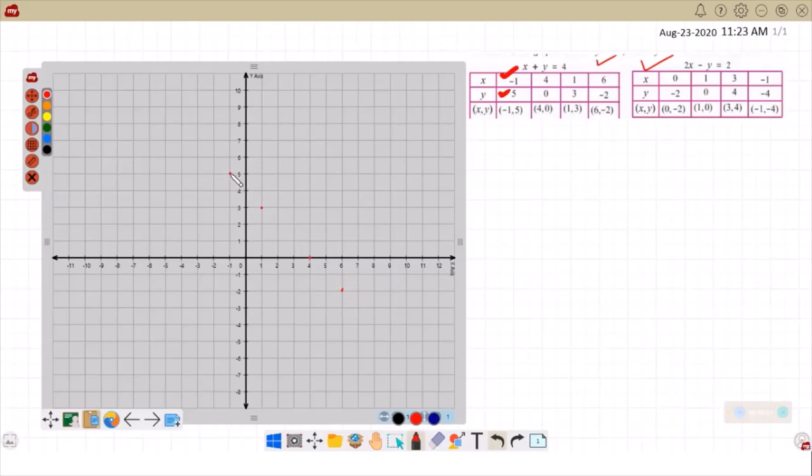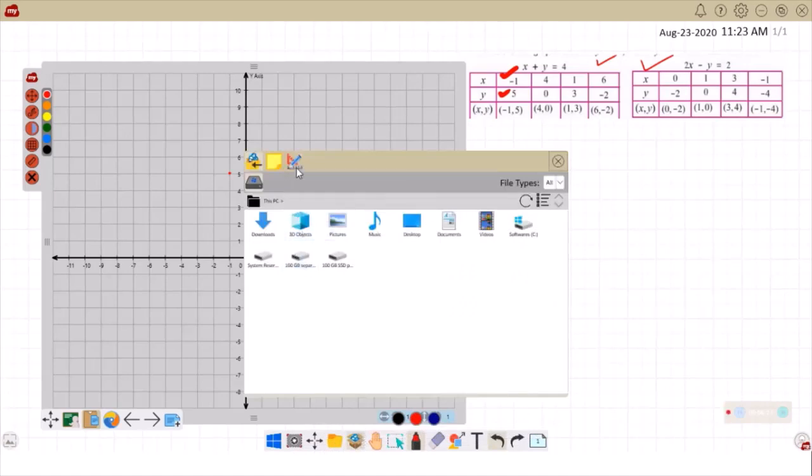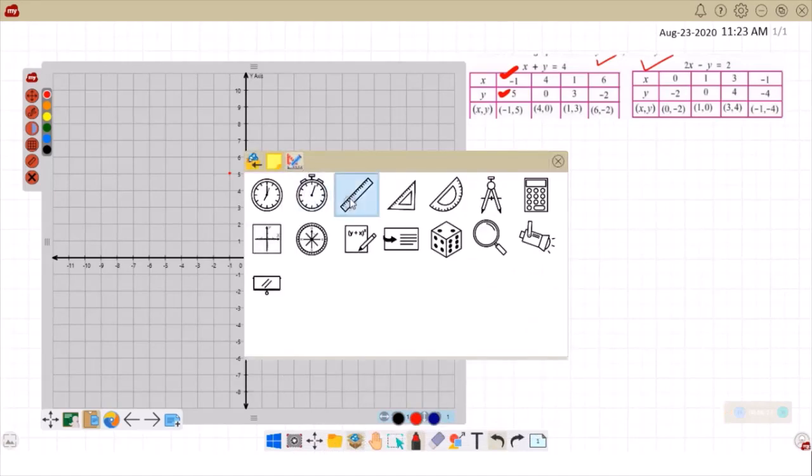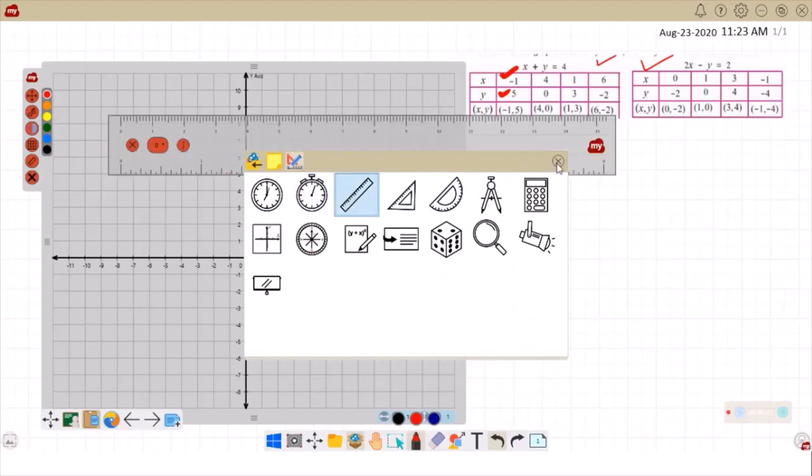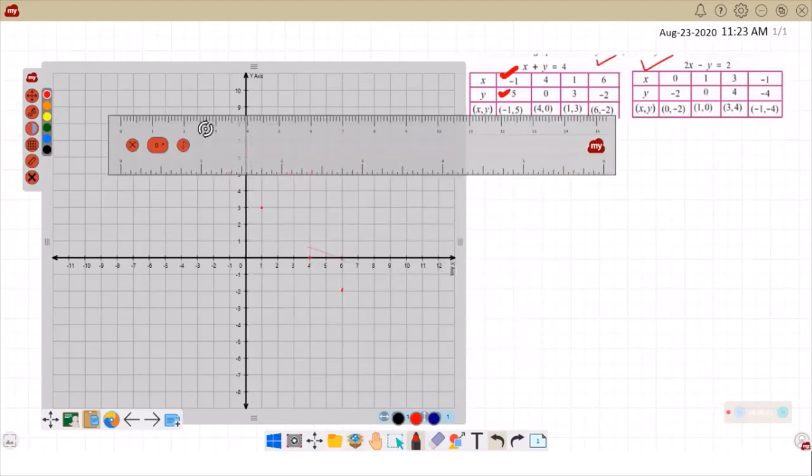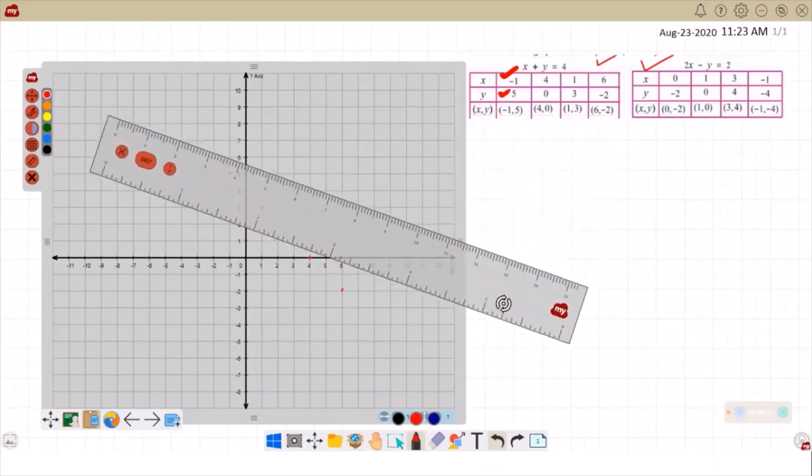It is a linear equation in 2 variables. We know that we will surely be getting a line graph. Then only it is a linear equation, and we are having 2 linear equations to draw. So I am taking a scale from here. Scale means ruler. I got the ruler. Now I have to place it here properly. Digital ruler it is.